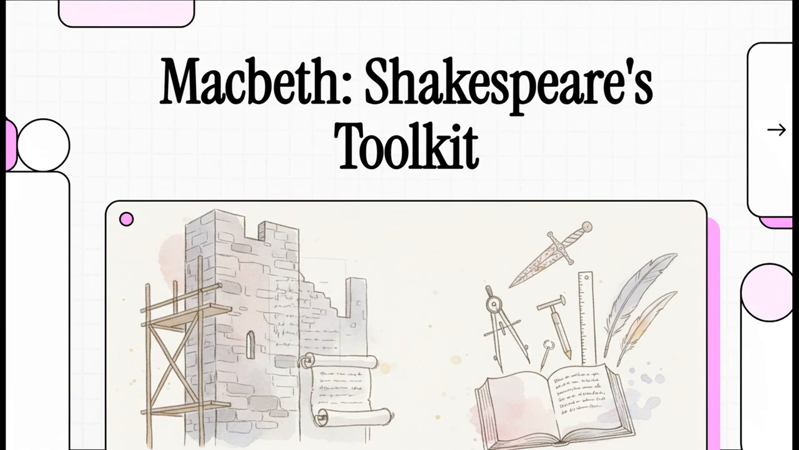Look, we all think we know the story of Macbeth, right? The brave general, the super ambitious wife, those creepy witches, and that bloody, bloody path to the throne. But today, we're not just going to retell the story. We're going to go deeper.